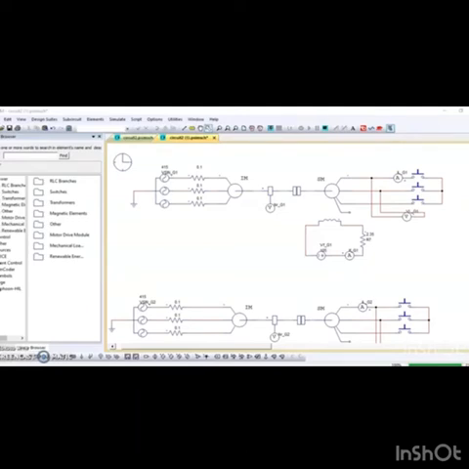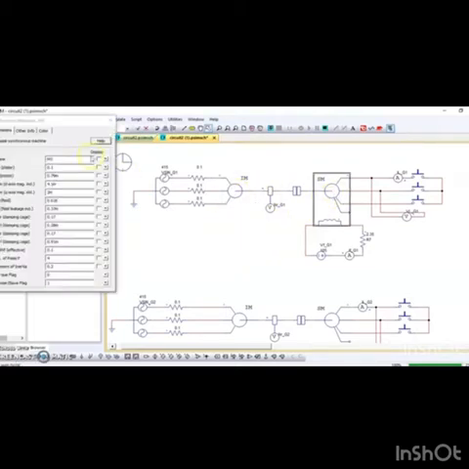I'm going to present about parallel operation of synchronous generator. Firstly, I will present about parallel two-phase synchronous generator under no load condition. Firstly, we construct this circuit, and then we set the parameter of induction motor and synchronous motor.